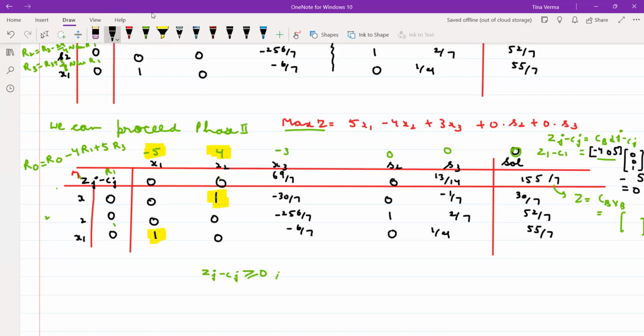So what is my optimal solution? My optimal solution is that my x1 is 55 by 7. X2 is my 30 by 7. X3 is not present, which means it is 0. And my optimal value is 155 by 7. And this is my answer.